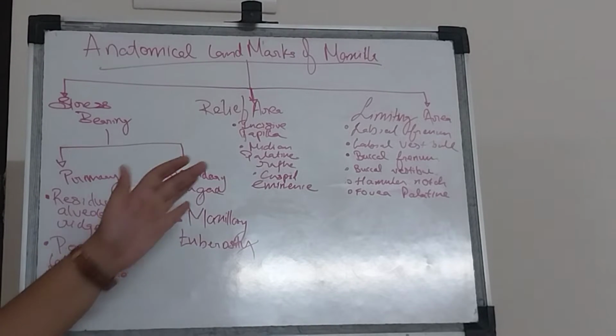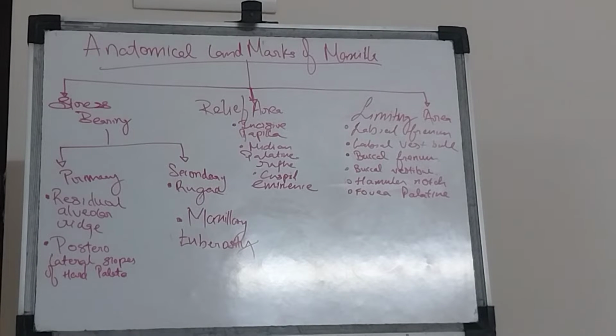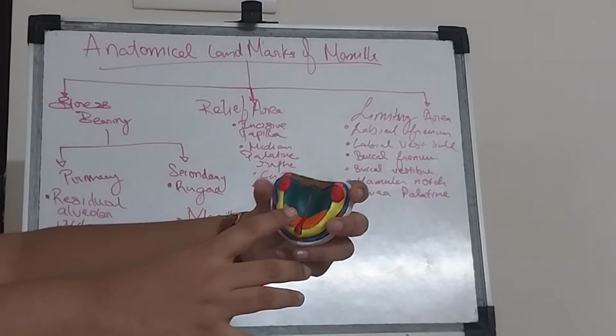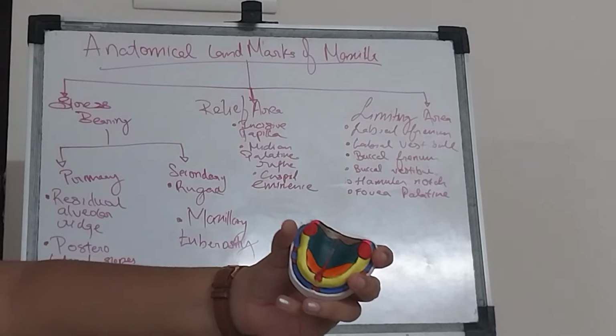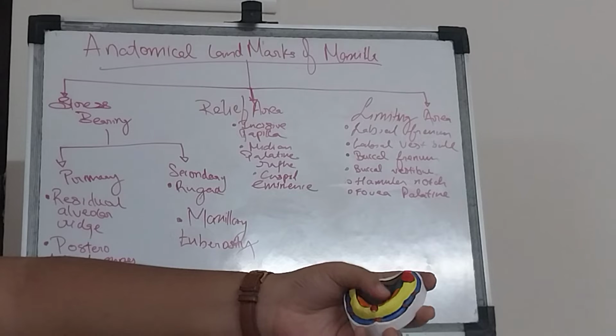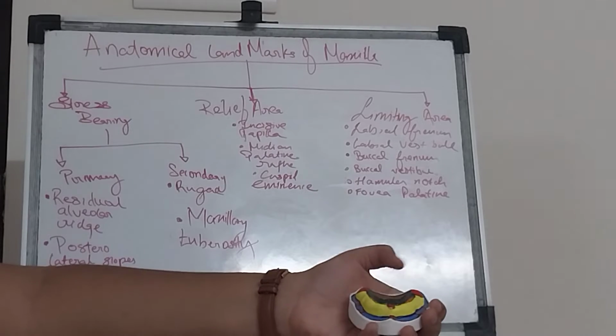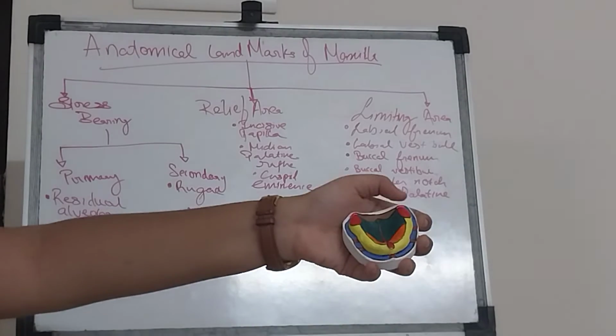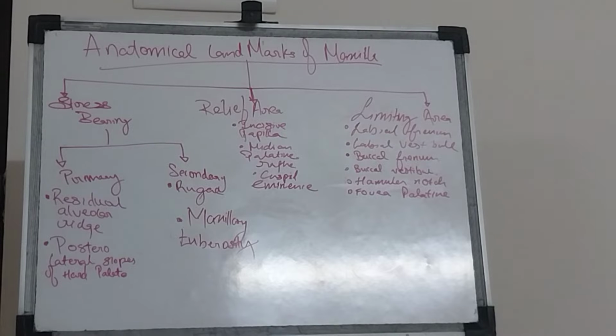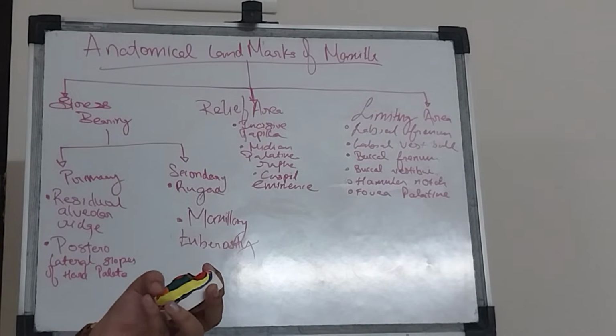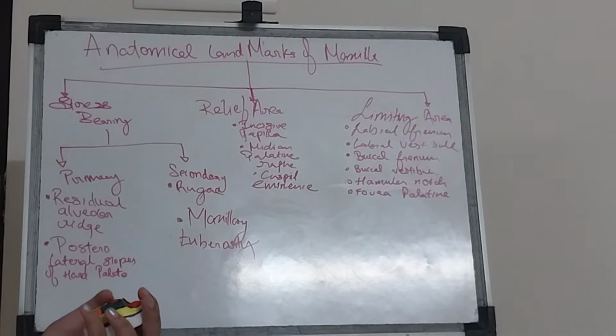Now the secondary stress bearing areas: one is the rugae, this orange portion, which is a soft tissue. And the maxillary tuberosities, these red circles, are also secondary stress bearing areas. They help whenever we prepare the dentures, as these are the tissues that bear the stress of the denture.